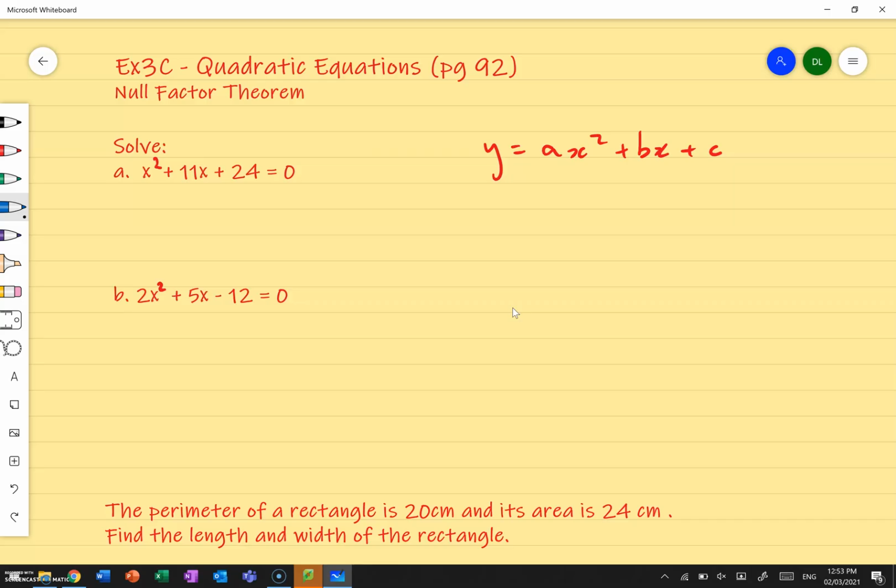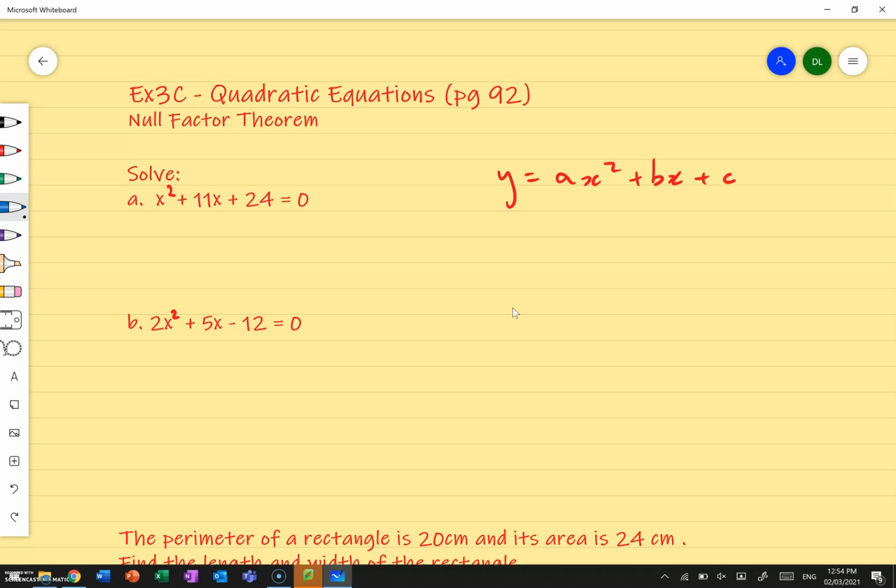So the first thing we're covering is the null factor theorem. The idea is that we know null means 0 and factor means something we're multiplying in order to get a certain term. So the null factor theorem tells me that if I have m times n equals 0, no matter what value m or n are, one of them has to be 0.